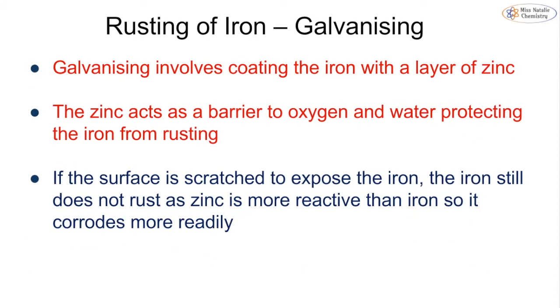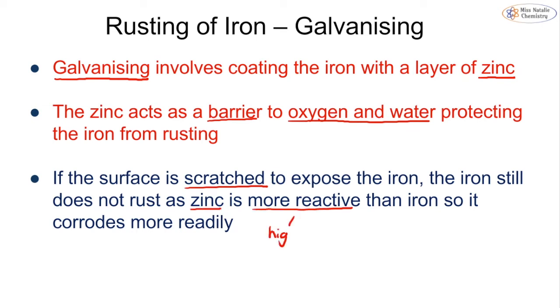Another method is known as galvanizing, and this involves coating the iron with a layer of zinc. And galvanizing is specific that it has to be zinc. And zinc acts as a barrier to the oxygen and to the water. And what it does is it protects the iron from rusting. So the zinc acts as a barrier, but even if there is some scratching and it exposes the iron, it still doesn't rust. And the reason for this is that zinc is more reactive.